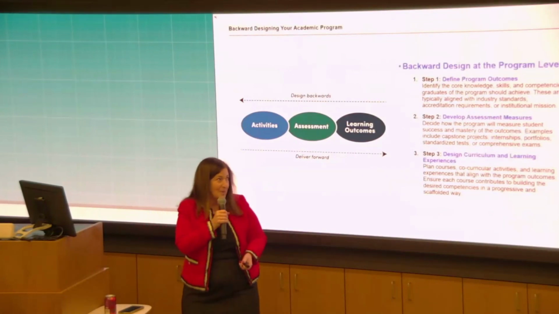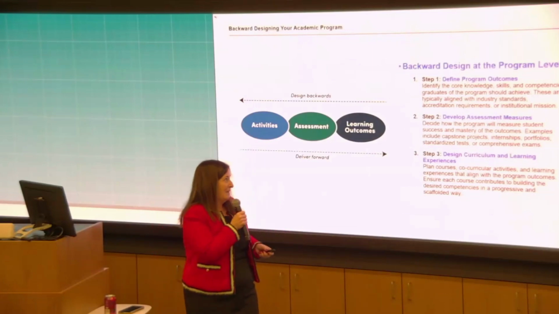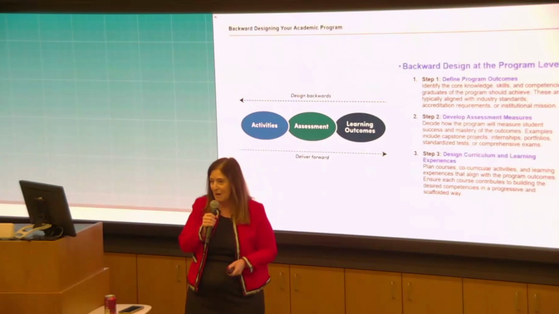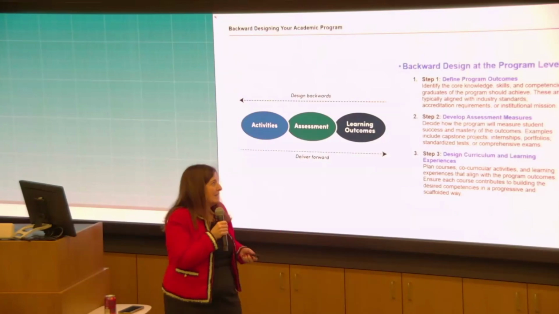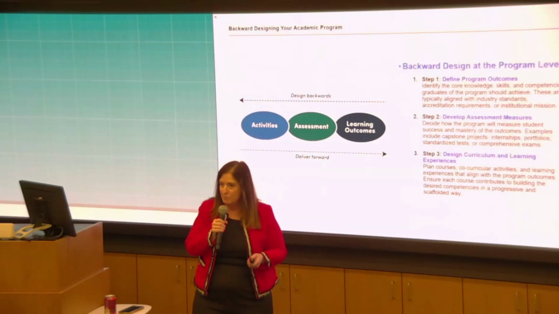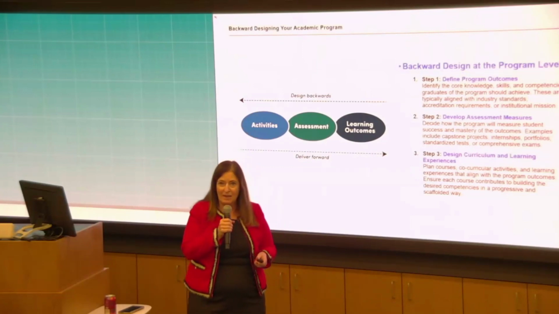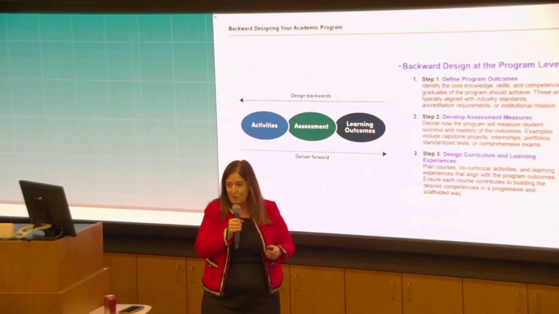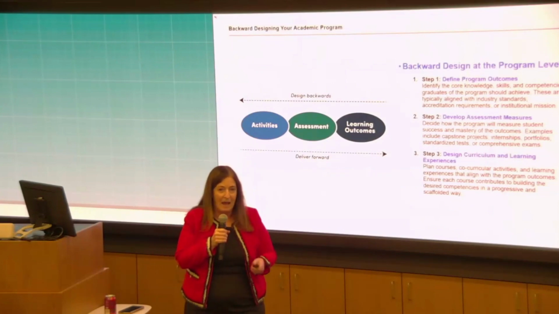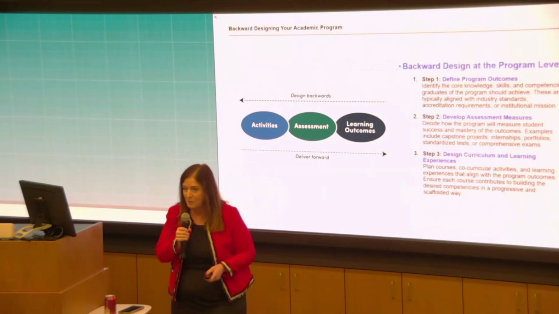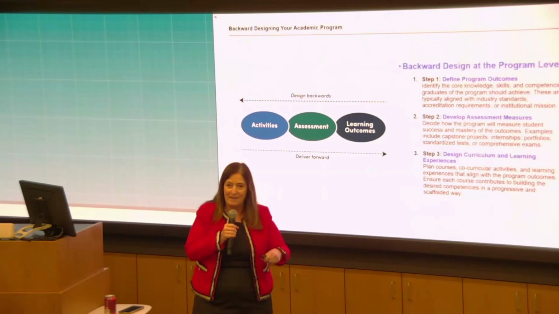And so as we just said, the first step in designing a program backwards is to figure out what your program learning outcomes are. What is the core knowledge or set of skills and competencies that you believe your graduates should have at the end of the program? Those can be aligned with your institutional mission and/or industry standards and/or accreditation requirements and/or licensure requirements if you're in a field where that is relevant. But it's figuring out what are those end needs and then building back from there.